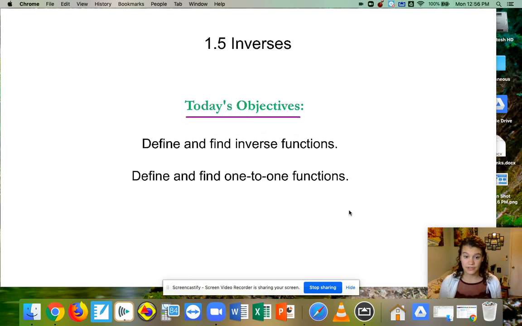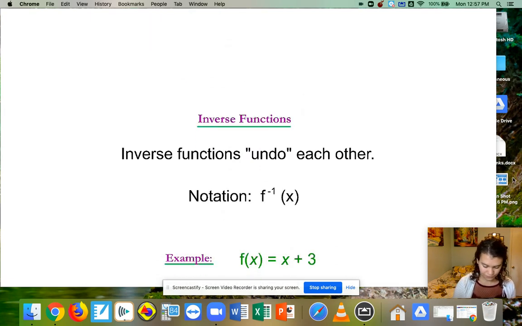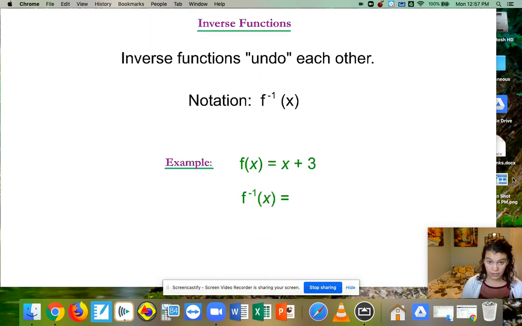We are talking about inverses. So we're going to define them, and then we're going to talk about what one-to-one functions are. So what are inverse functions? They're functions that undo each other in a sense.